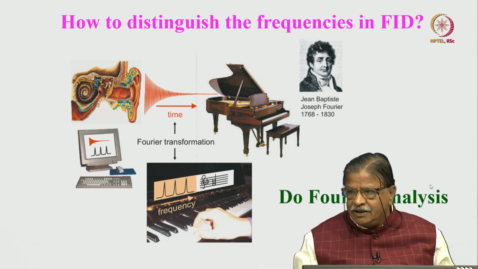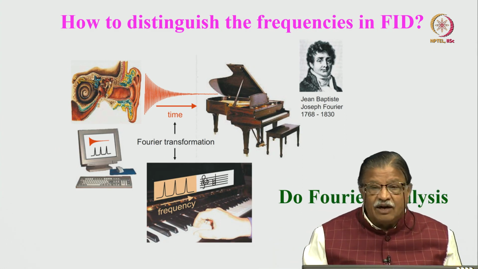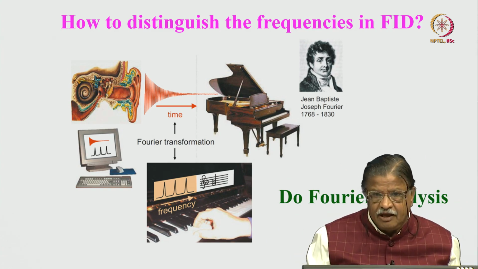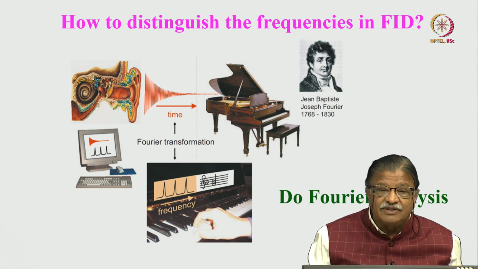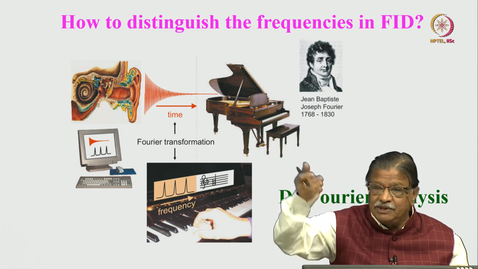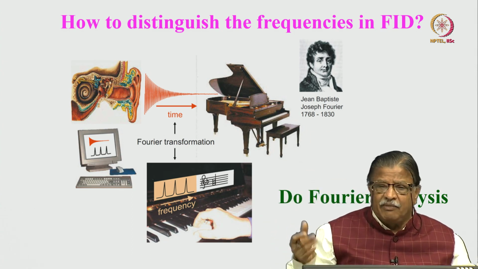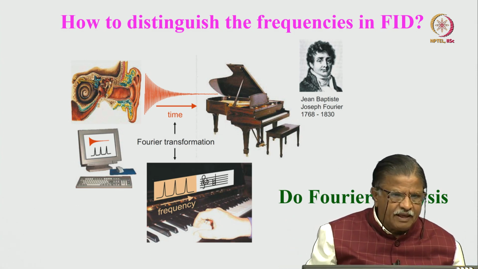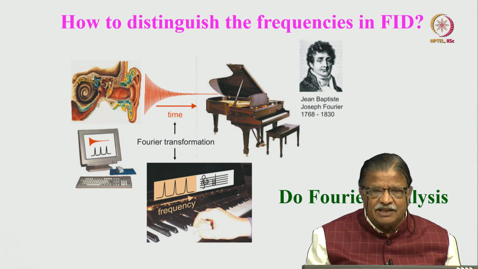What are you going to do with that? See, they are all time domain signals. There are lots of frequencies present in that. But how do you know what frequencies are present? So many transitions could be there, so many energy levels could be there in the given molecule, a lot of different nuclear spins could be there. How do you distinguish the frequencies present in that?